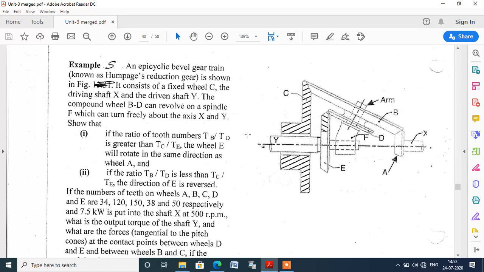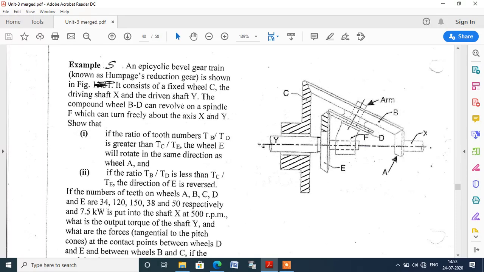The statement is an epicyclic bevel gear train. Here a reduction gearbox is shown in the figure. It consists of a fixed wheel C, the driving shaft X and driven shaft Y. The compound wheel BD can revolve on a spindle F, which can turn freely about the axis X and Y.